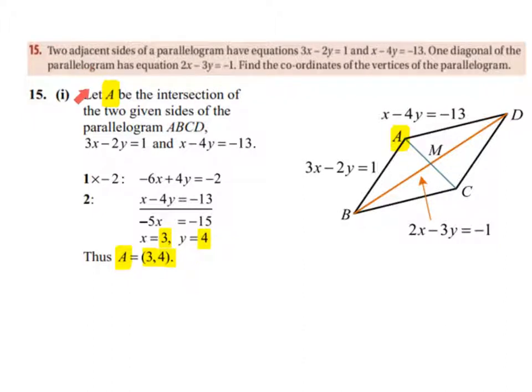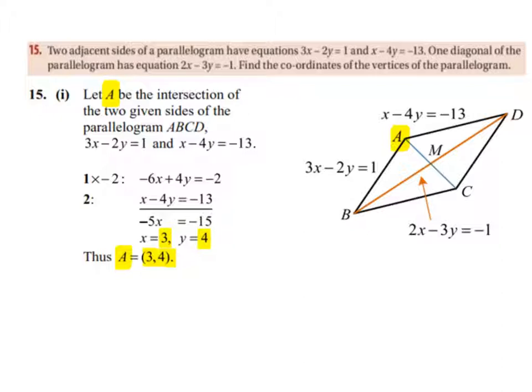So we're going to let A be the intersection of the two given sides of the parallelogram ABCD: 3x minus 2y equals 1, and x minus 4y equals minus 13. So here we have the sides given. This is the point where they meet, the intersection. So if we solve these simultaneously, we find that point of intersection.